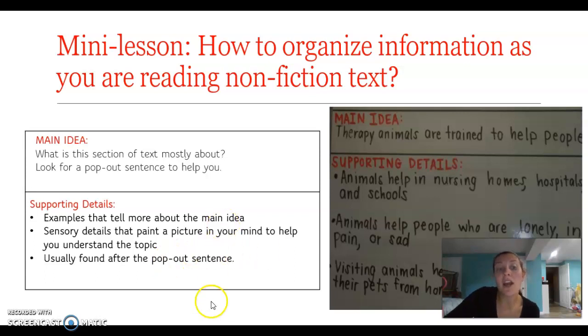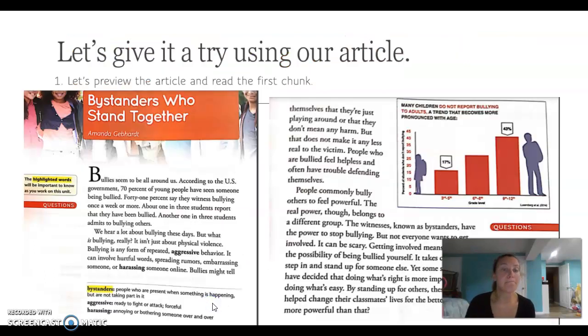All right, let's give it a try with the article that we're going to read today. So the article that we're going to read today is connected to our story, Tuesday of the Other June, and this is a nonfiction article about bullying. So the first thing that you need to do as nonfiction readers that we learned in 2nd and 3rd grade is we need to stop and we need to preview the text.